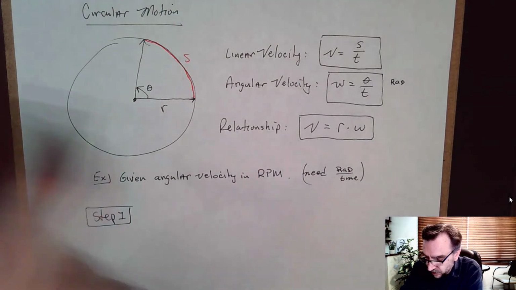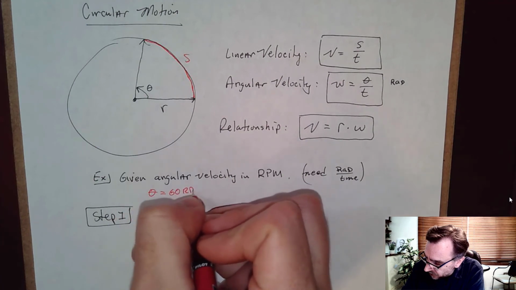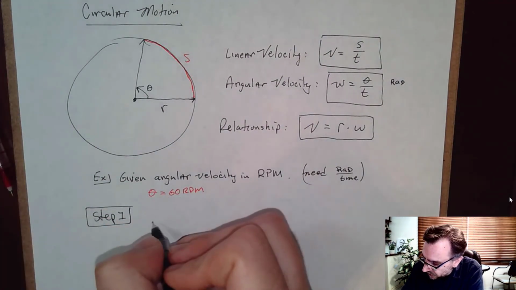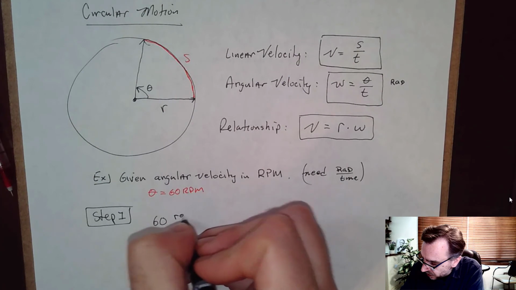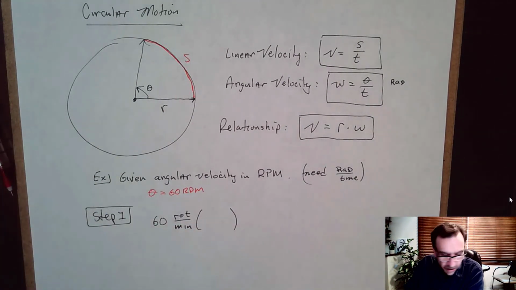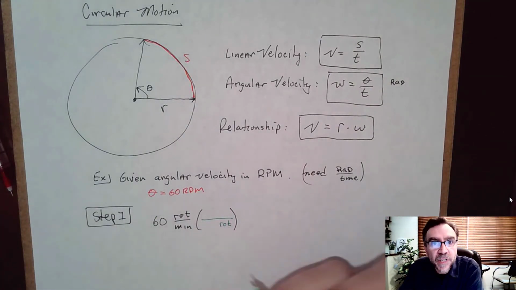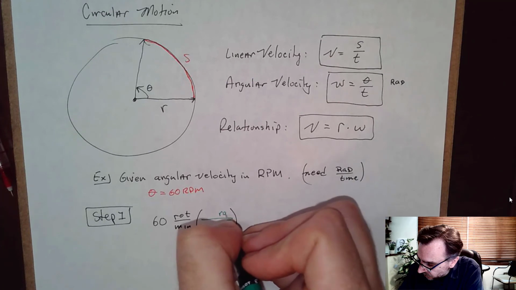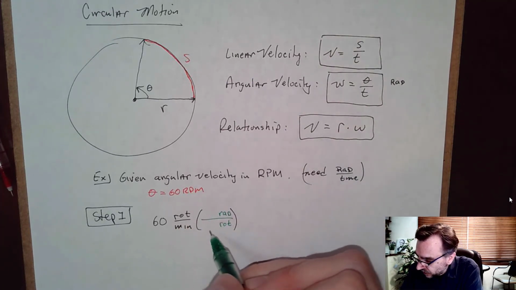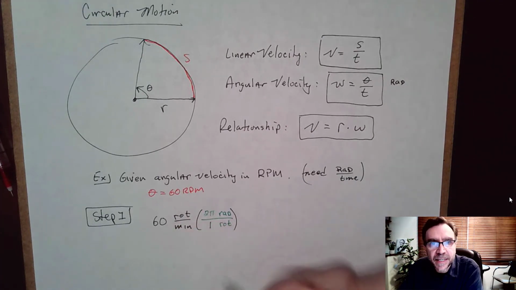Okay, so for example, let's say we had theta equals 60 RPM. So if you had 60 RPM, that's rotations per minute. To convert that to an angular velocity that we can use, we're going to multiply by the conversion factor with rotations on the bottom and radians on the top. Now the conversion is that one rotation is 2 pi radians.